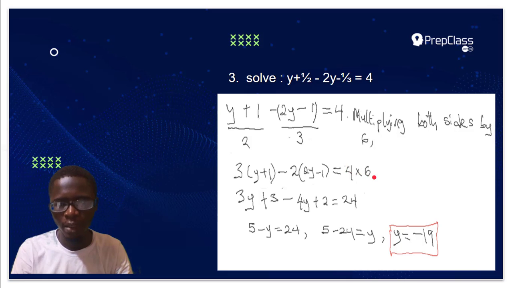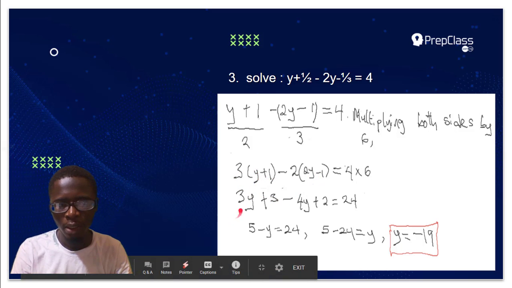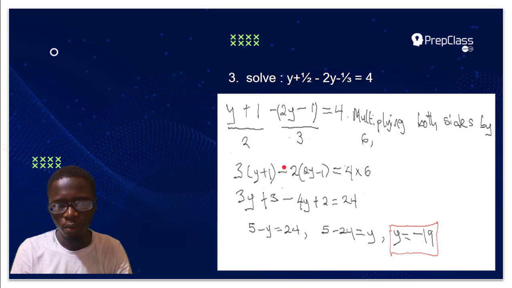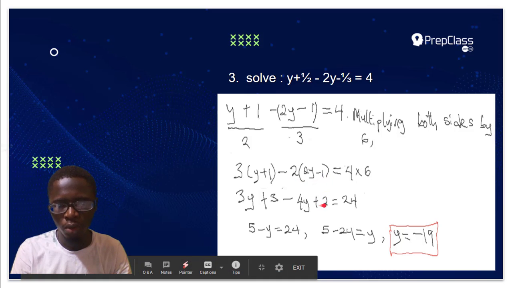So 4 times 6 also here. Now we just need to distribute this coefficient over the bracket, as you can see. So 3 times y, 3y, 3 times 1, 3, minus 2 times 2y, minus 4y, minus 2 times minus 1 is plus 2, and 4 times 6 is 24. So now 3y minus 4y is going to give us minus y, and 3 plus 2 is going to give us 5. Then we have our 24.